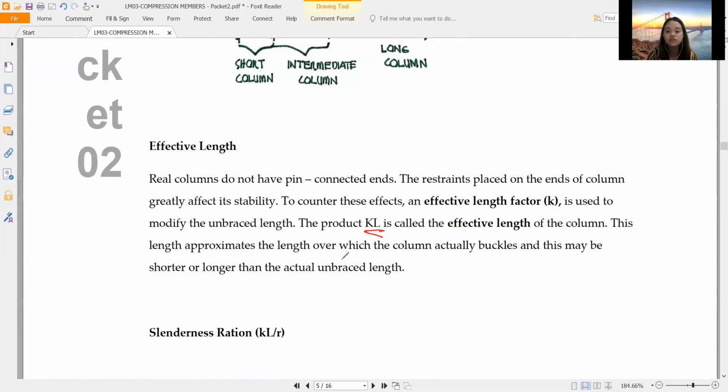And this length is approximately the length over which the column will actually buckle. So that is the length on which we assume your buckling will happen. It is your effective length. So the effective length factor, applied to our actual length, can make our unbraced length shorter or longer.